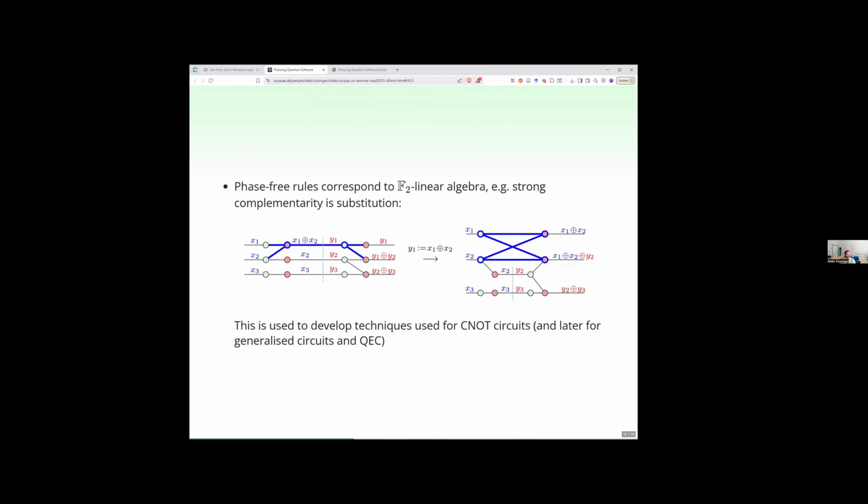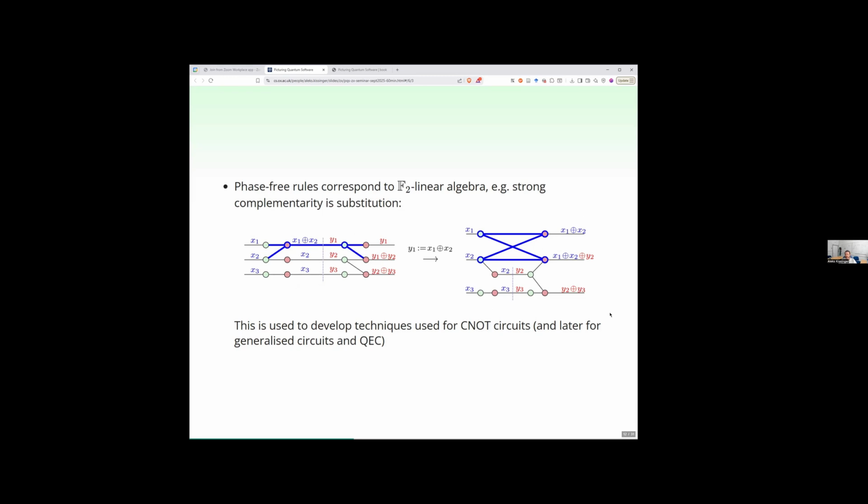For the rest of this chapter, we show how the phase-free rules correspond to lots of things from linear algebra over the two-element field. Here's a nice intuition: the strong complementarity rule is really something like variable substitution. Here's a phase-free diagram that I'm tracking the parities through. When I apply strong complementarity here, it's really like taking this variable y1 and substituting it for its value, which is x1 plus x2. You can see that that's what's happening when I'm applying the strong complementarity rule.